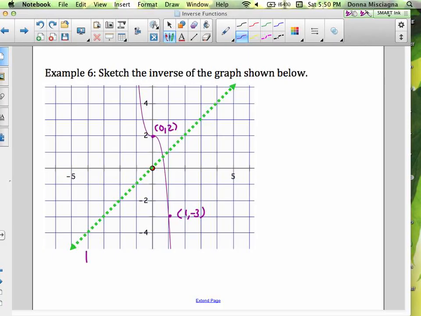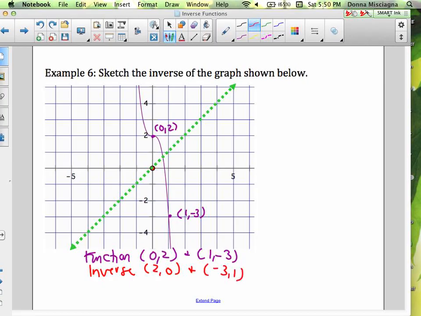Right? So our function has the points 0, 2, and 1, negative 3. The inverse will have 2, 0, and negative 3, 1. So let's graph that. All right, so 2, 0, and negative 3, 1. There we go. All right, so those have to be on there.